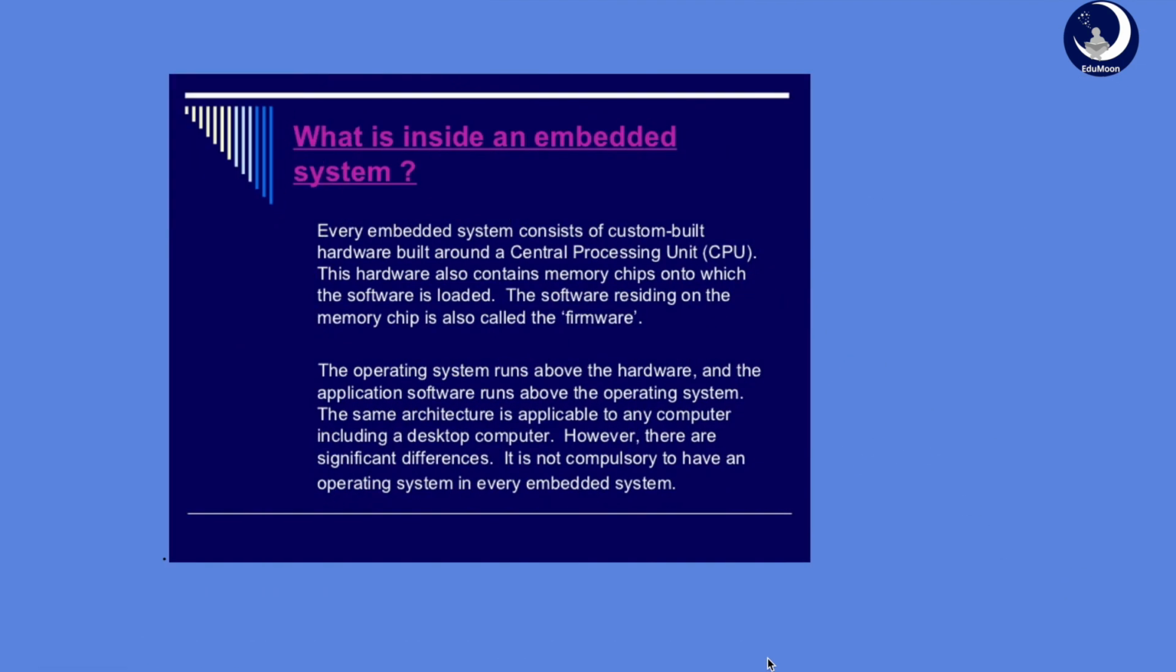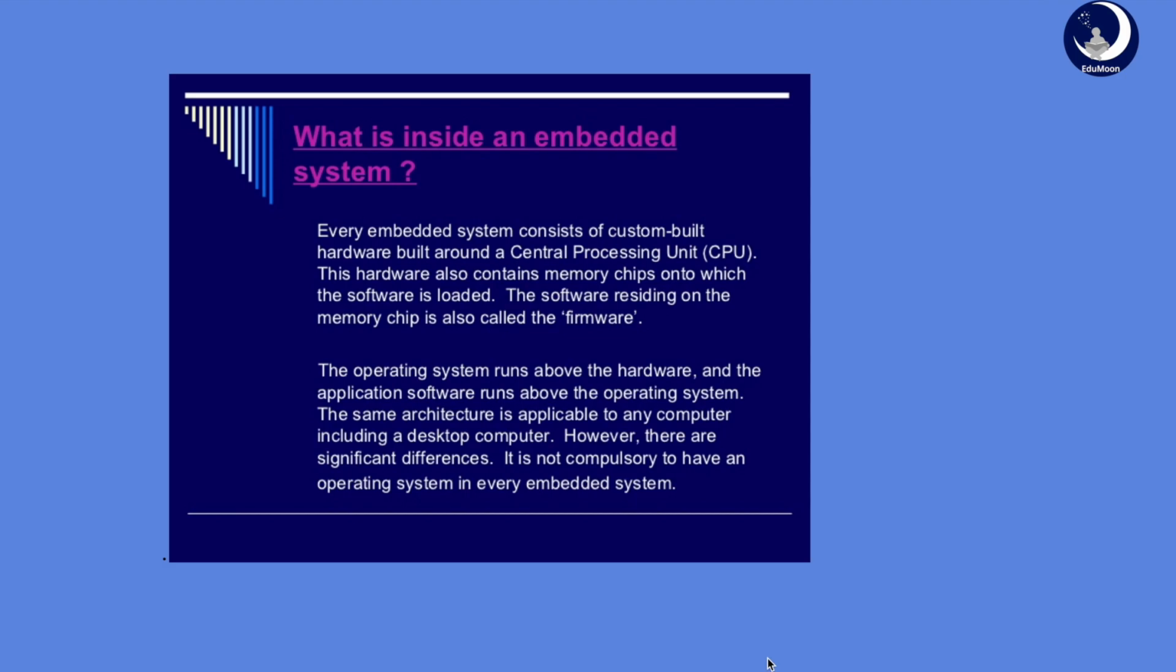So now let me give you a brief outlook of what is inside an embedded system. Every embedded system has got some hardware which is built around the central processing unit. I told you an embedded system is a combination of computer software and hardware. So this software needs to be residing somewhere, right? So where does it reside? The hardware has got some memory chips, and onto these memory chips the software is loaded. The software residing on these memory chips is called the firmware. So there we got one definition.